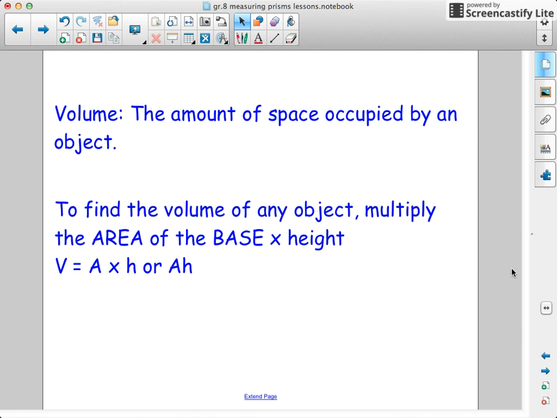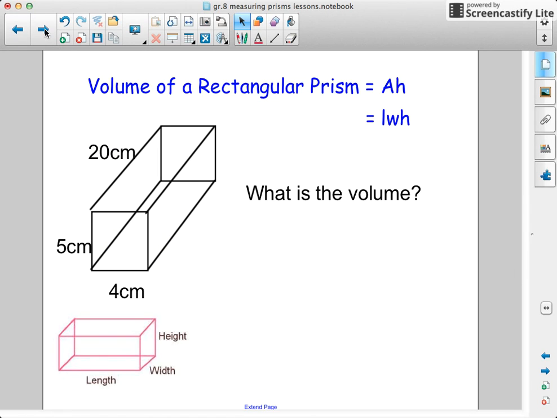We're going to be looking at volume of prisms in this one, particularly volume of right rectangular prisms and volume of triangular prisms. So volume is the amount of space occupied by an object. The basic formula to find the volume of any object is to multiply the area of the base of that object times the height of it, or V equals A times H.